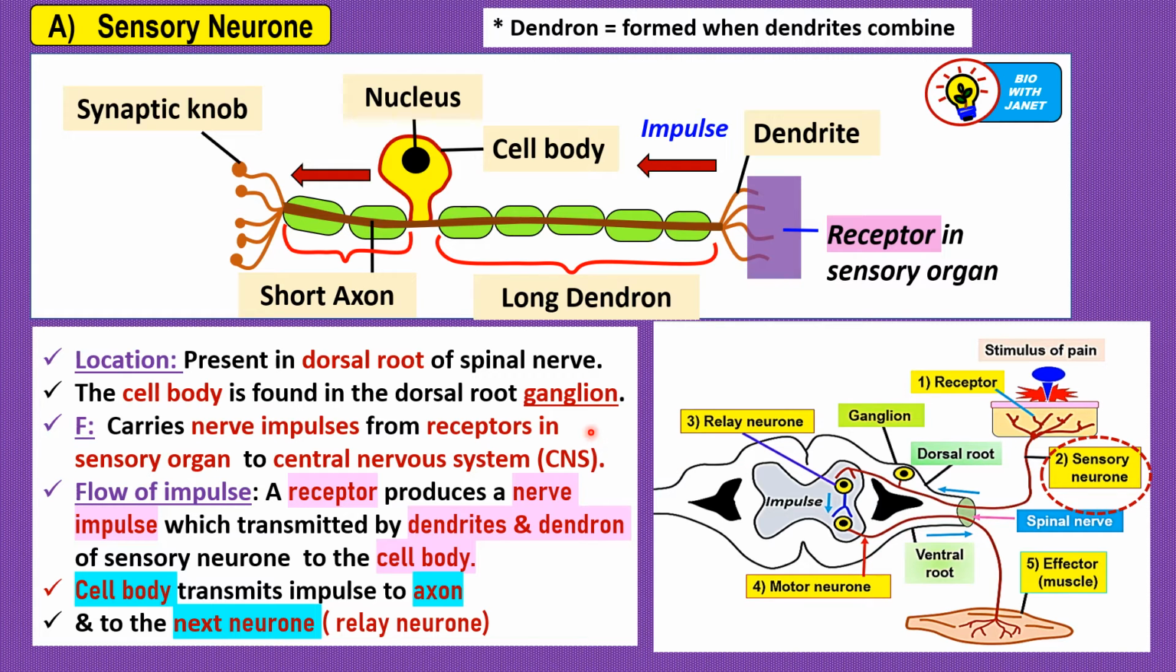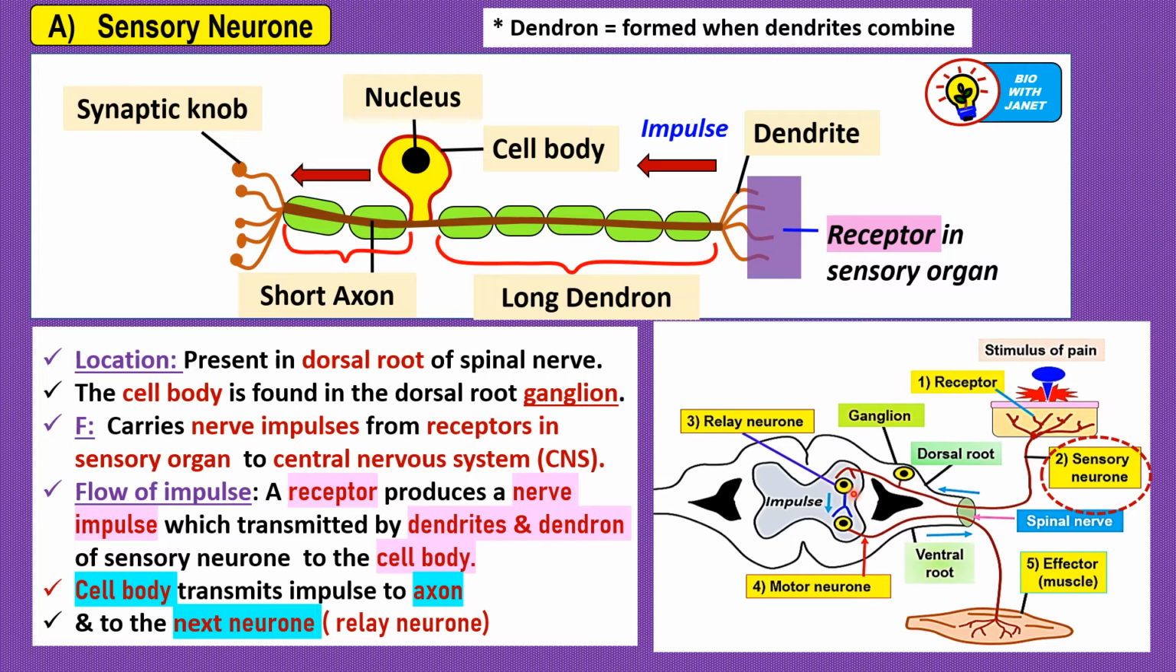Then the function of the sensory neuron is to carry nerve impulses from receptors in the sensory organs to the central nervous system, such as the spinal cord or brain.